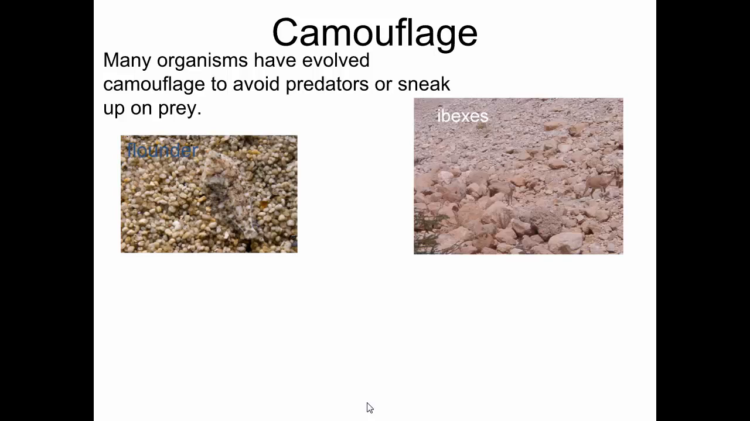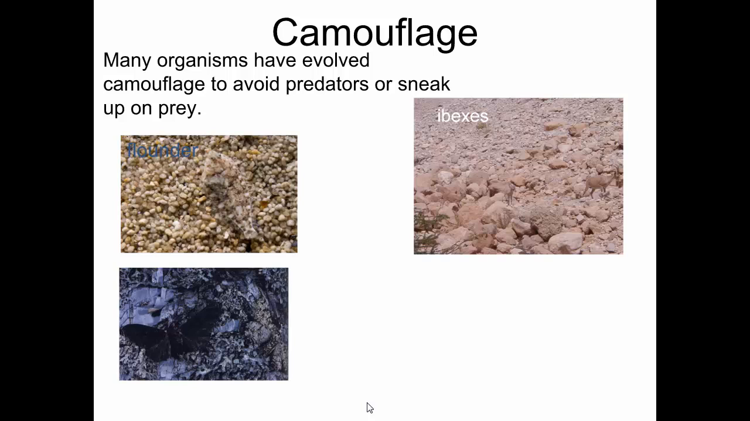These are ibexes. They are tiny, small deer-like creatures. They live in the Middle East. You see them? How many? See this one? See this tiny one facing you? Yeah. You see this one right here? Hopping across the rock? Again, their coloration allows them to blend in with that background very well, so it's difficult for predators to find them.